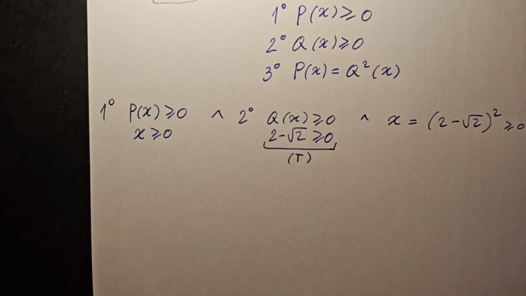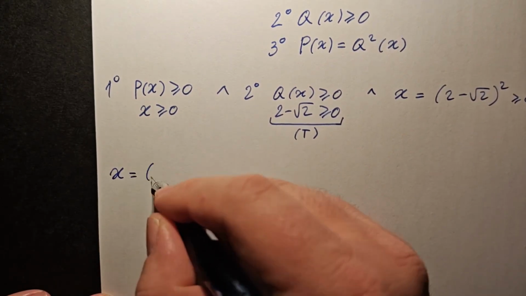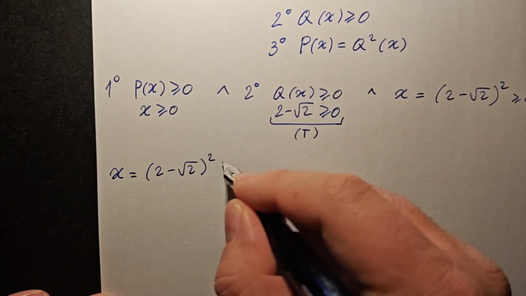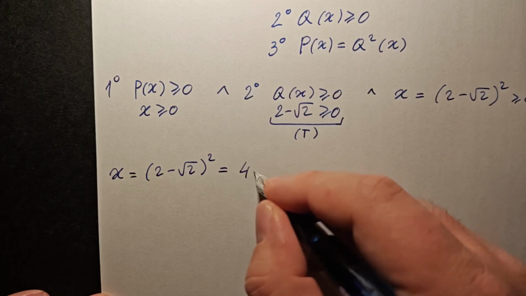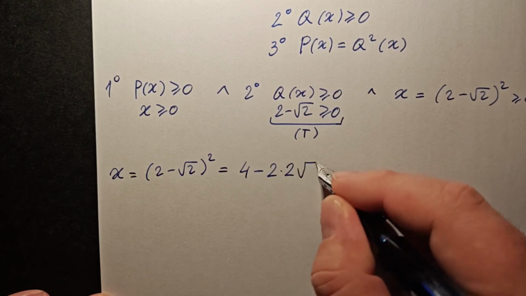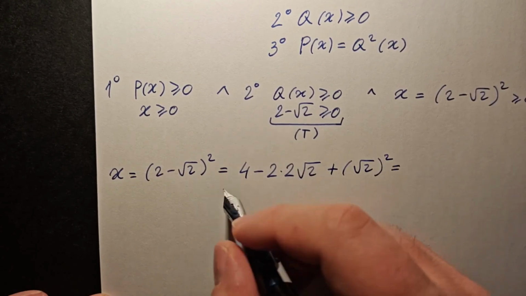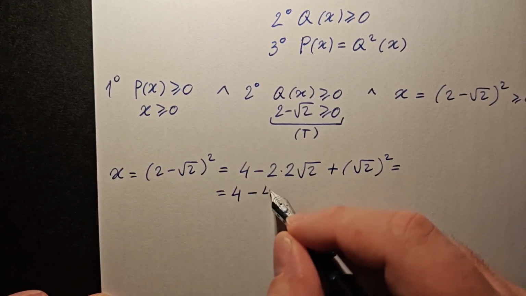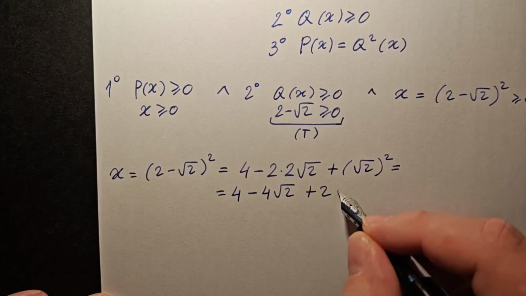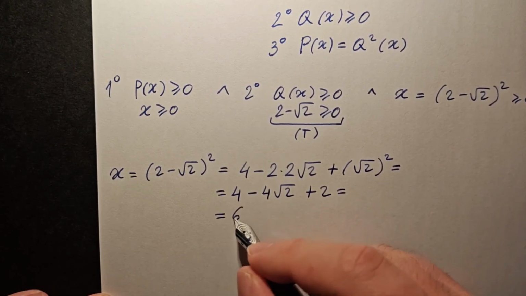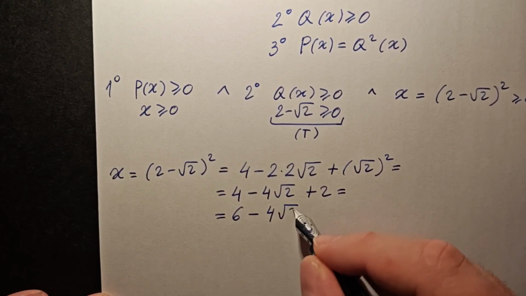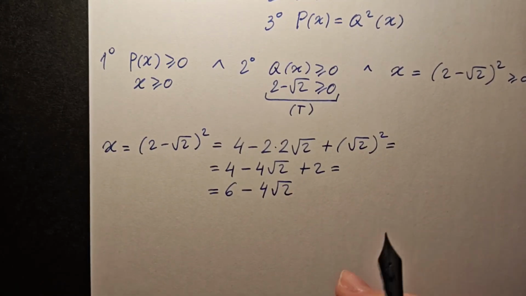Let's just simplify this. So we have x is equal to 2 minus the square root of 2, squared, and that is 4 minus 2 multiplied by 2 square roots of 2 plus the square root of 2 squared. And that is equal to 4 minus 4 square roots of 2 plus 2, which is a well-known number, 6 minus 4 square roots of 2, which we got previously.